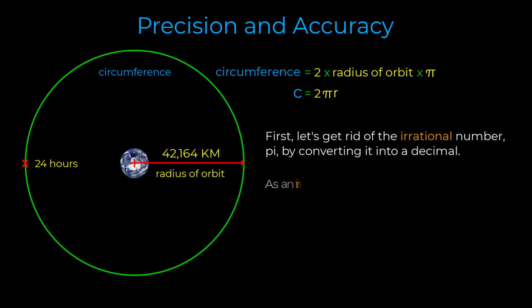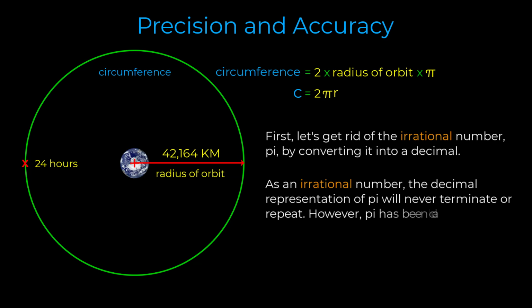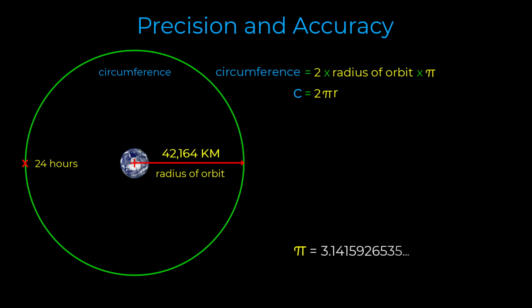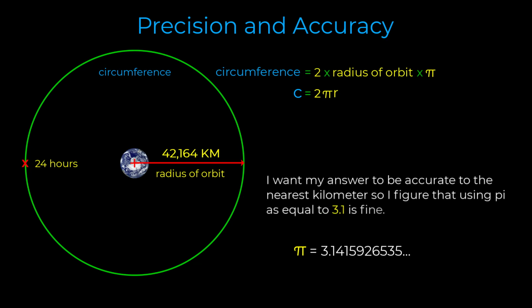Remember that, as an irrational number, the decimal representation of pi will never terminate or repeat. However, pi has been calculated very, very precisely to over 30 trillion decimal places, as a matter of fact. Here is pi expressed to the first 10 decimal places. I want my answer to be accurate to the nearest kilometer, so I figure that using pi as equal to 3.1 is fine. Here's my equation with the decimal 3.1 for pi, and the radius of orbit of 42,164 kilometers.